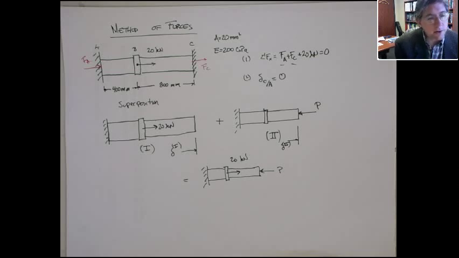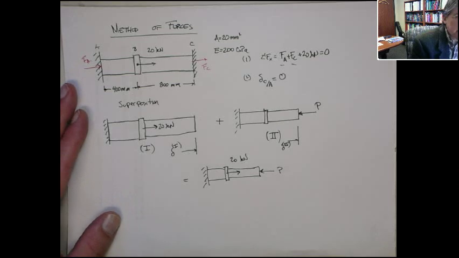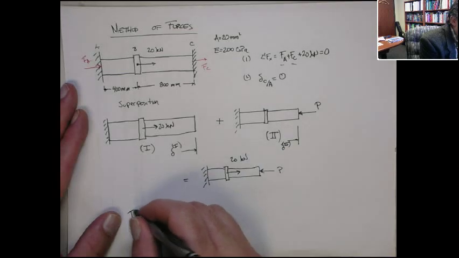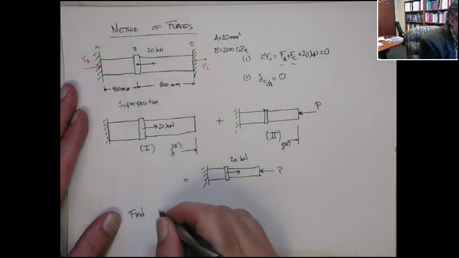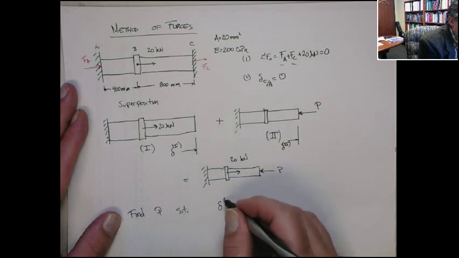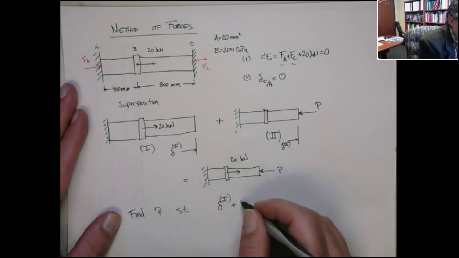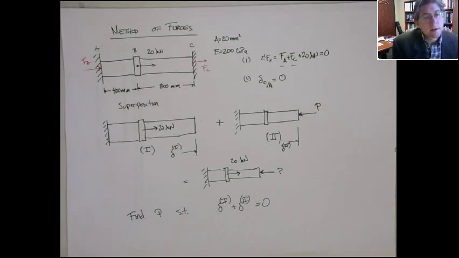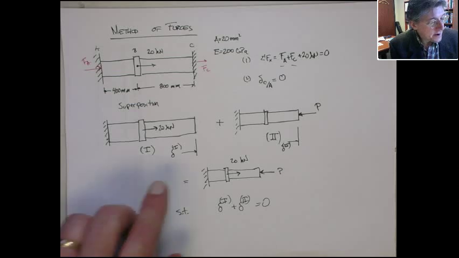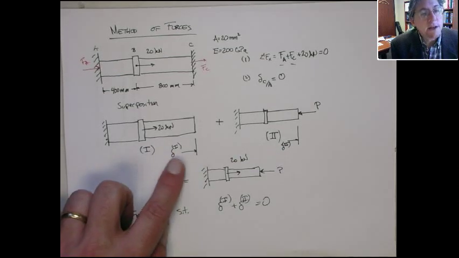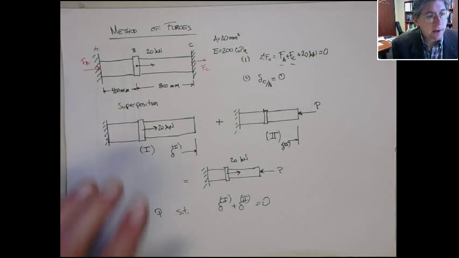So what makes it equivalent is we again have to recognize the fact that you want to find P such that delta 1 plus delta 2 equals 0. Alright? So we want to find P such that this elongation is equal to the negative of this. Right?